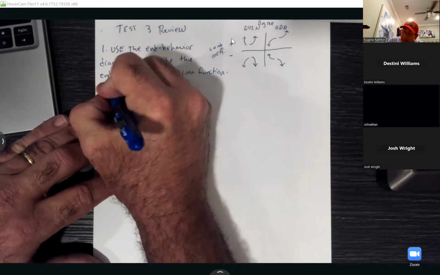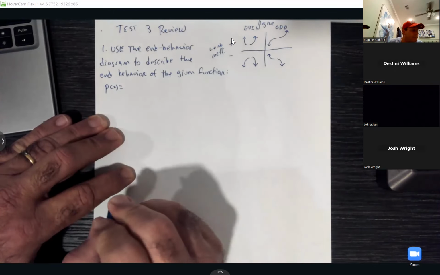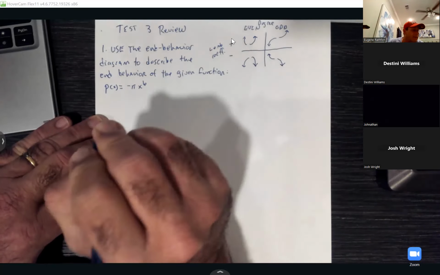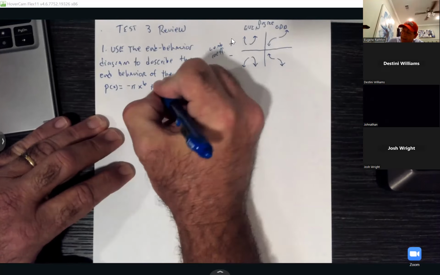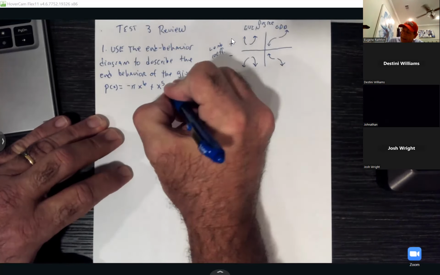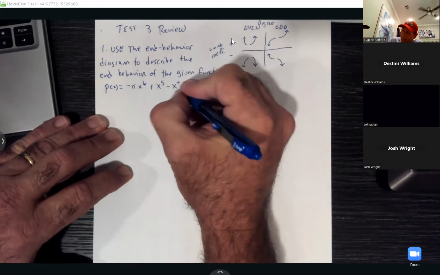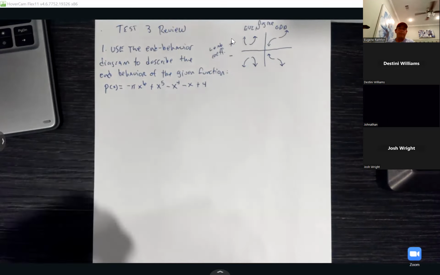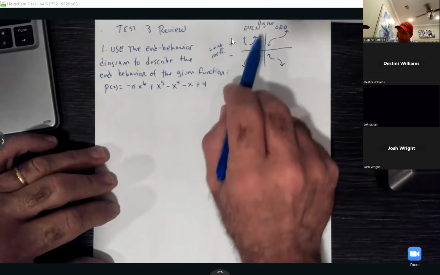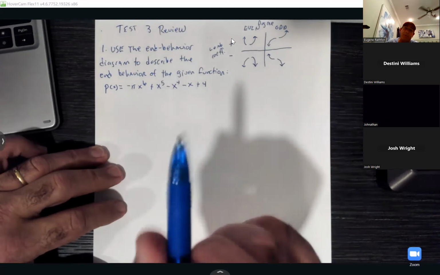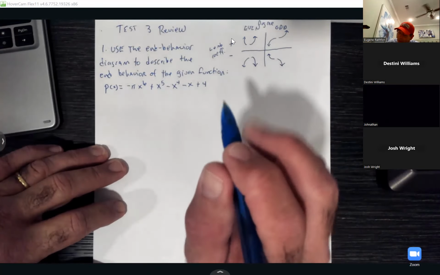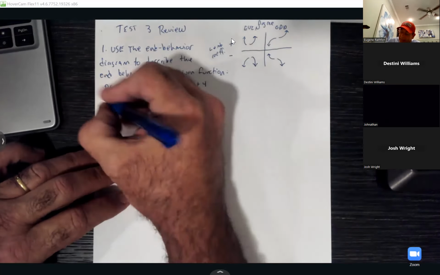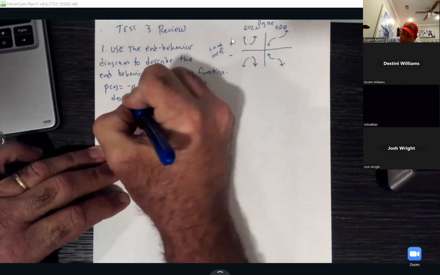So this one has P of x equals negative pi x to the 6th plus x to the 5th minus x to the 4th minus x plus 4. The first thing I'm going to look at is my degree. Is my degree even or odd? Remember, the degree is the highest exponent of the polynomial. So for this one, my degree is 6, which is even.